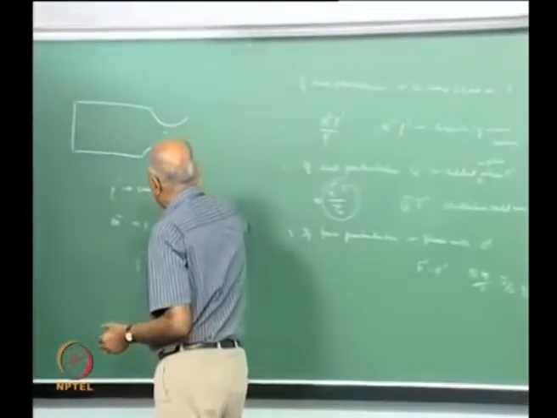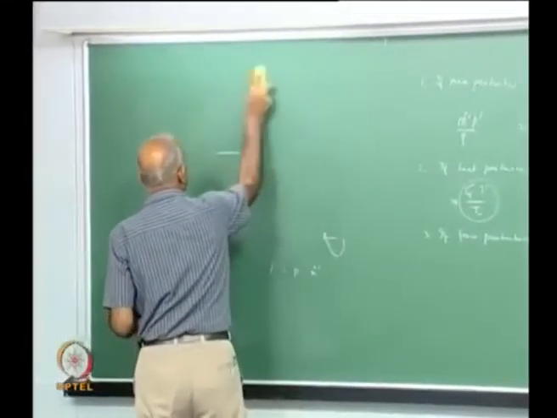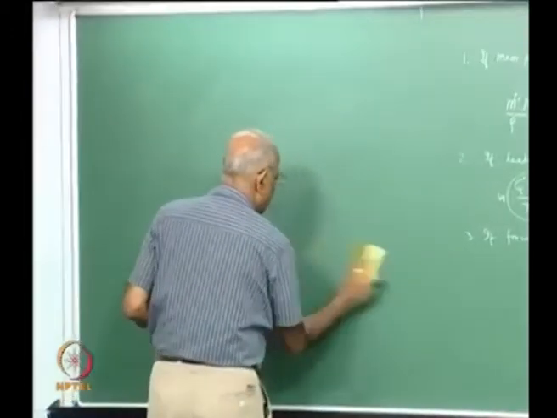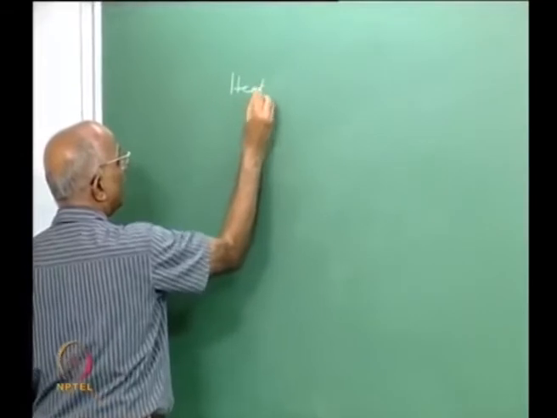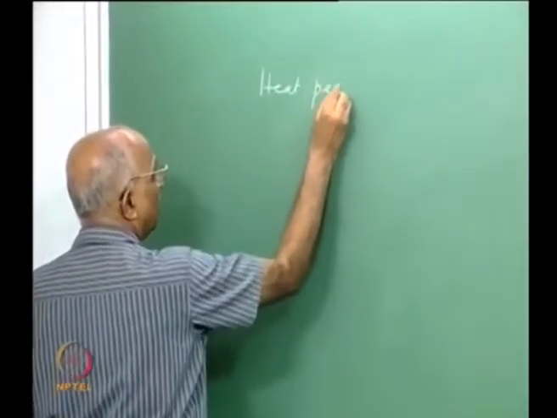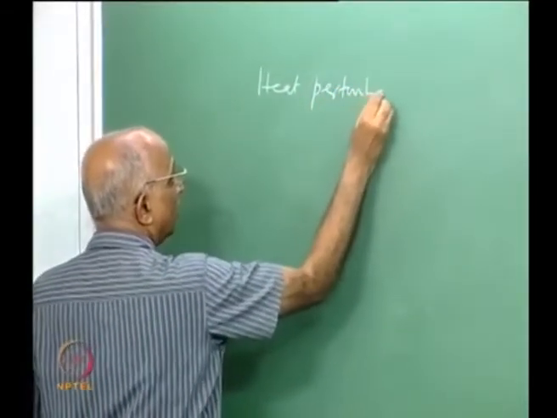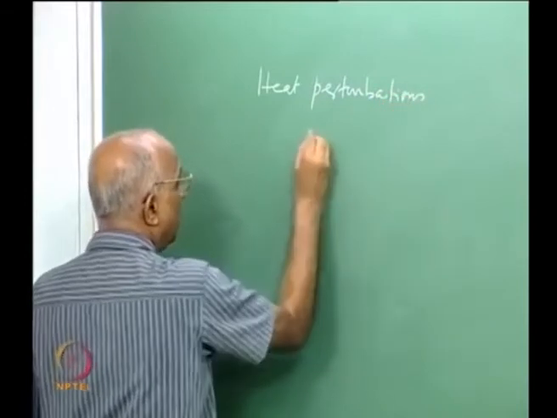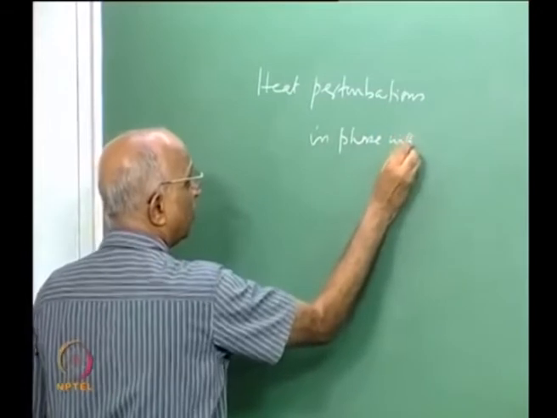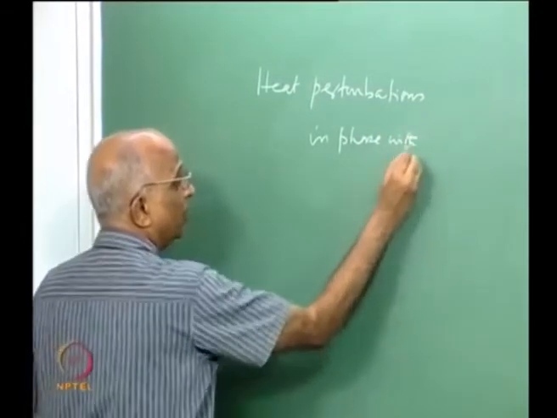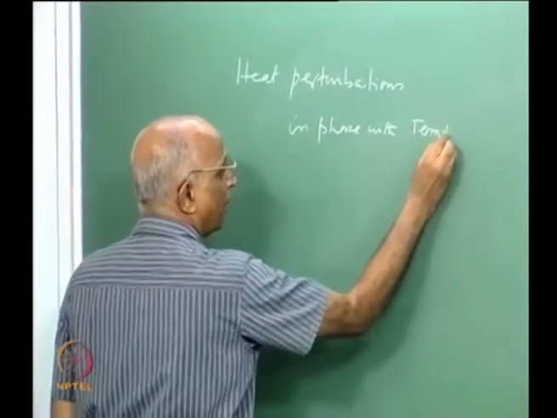We are just now telling heat addition in phase with temperature oscillations, that is rate of heat perturbation or disturbances in phase with temperature fluctuations.